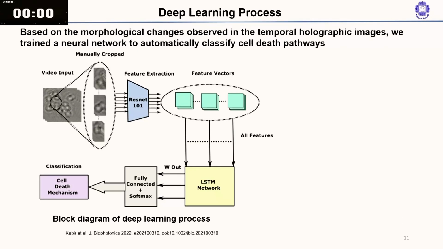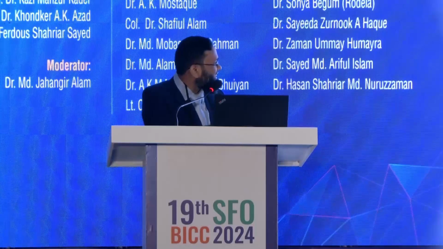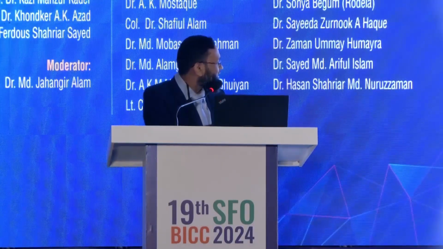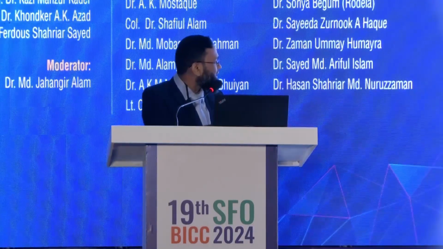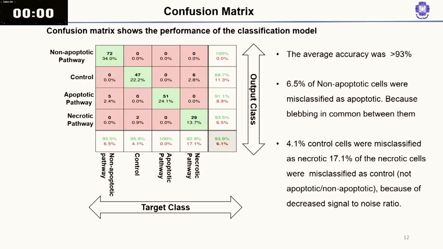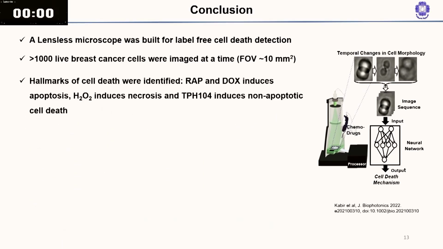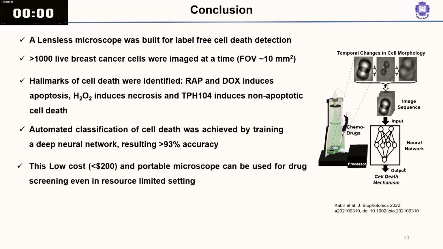Based on the morphological studies, we produced a network so that we can automatically classify the cell death. We crop the video into smaller sections and pass them to this LSTM network. We make this, and then we put in softmax, and then we can automatically classify the cell death pathways. And this is the confusion matrix output from our network, and we can see our network's accuracy is more than 93%.